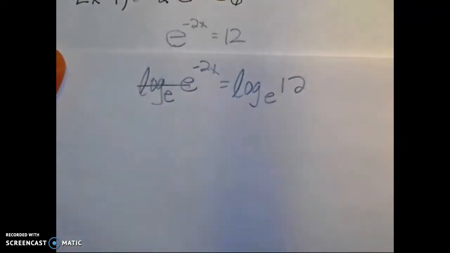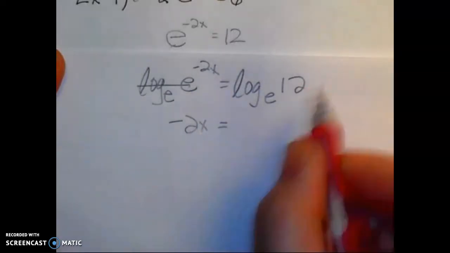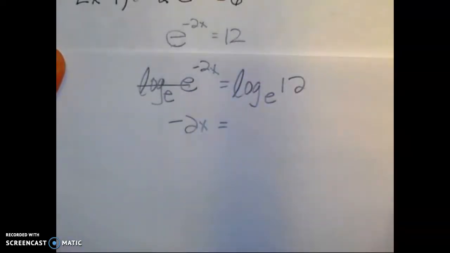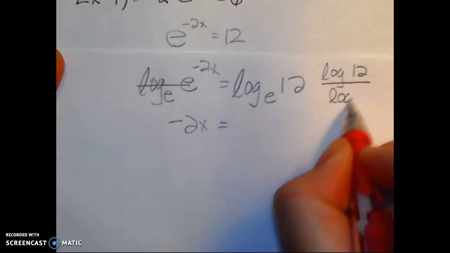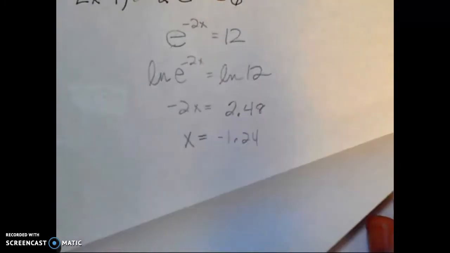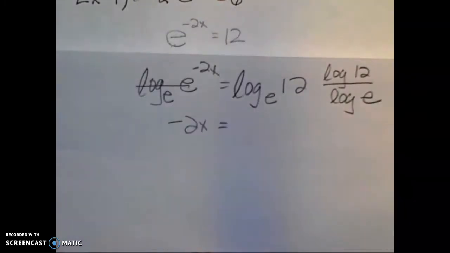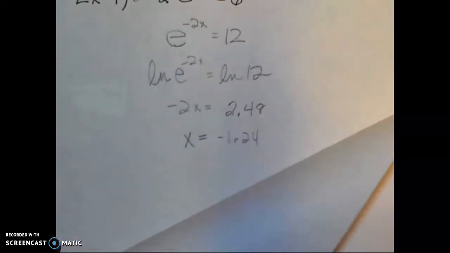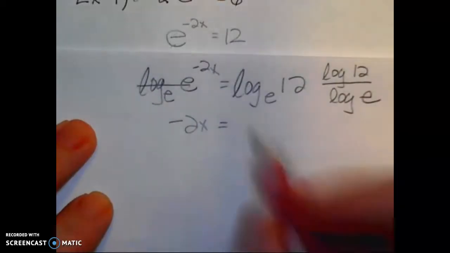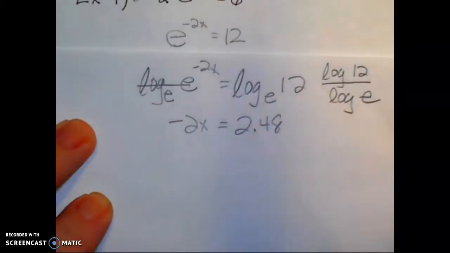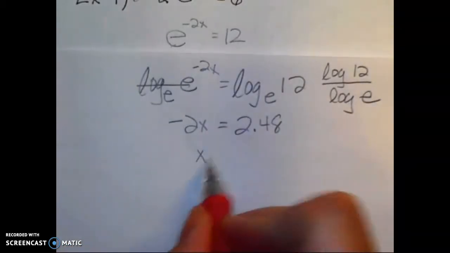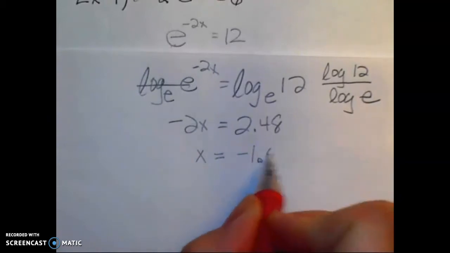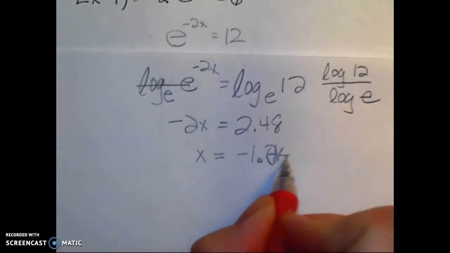I love when that happens. You get negative 2x equals. We want to make this into a number, and we can absolutely do that by doing log 12 divided by log e on a calculator. Oh boy. When you do that mathy part, you get 2.48. Divide by negative 2 on both sides, and you get x equals negative 1.24.